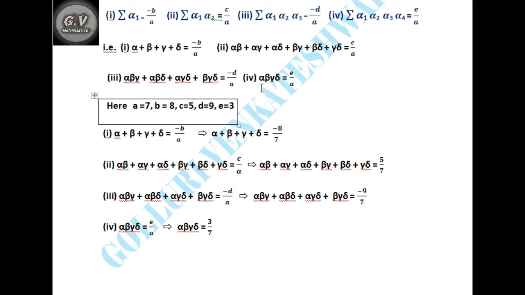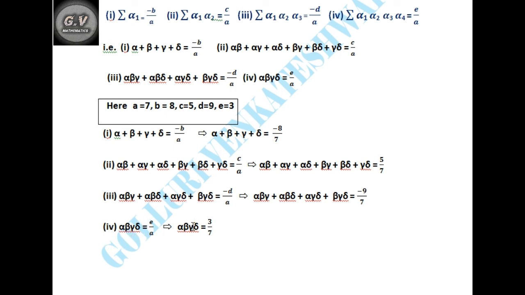Next, sigma alpha 1 alpha 2 alpha 3 alpha 4, the product of all the 4 zeros, is equal to e by a. Alpha into beta into gamma into delta. The e value is 3 by the a value 7. So here we have summation alpha 1, summation alpha 1 alpha 2, summation alpha 1 alpha 2 alpha 3, and alpha 1 alpha 2 alpha 3 alpha 4.